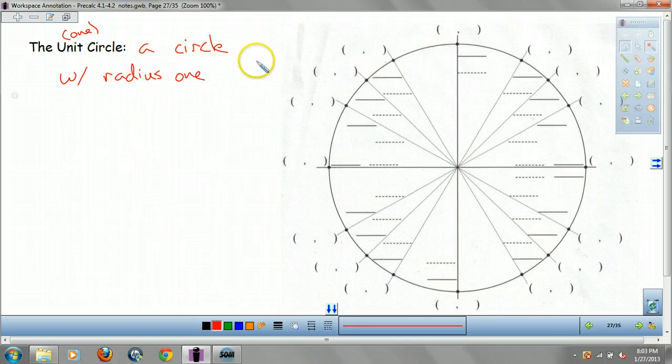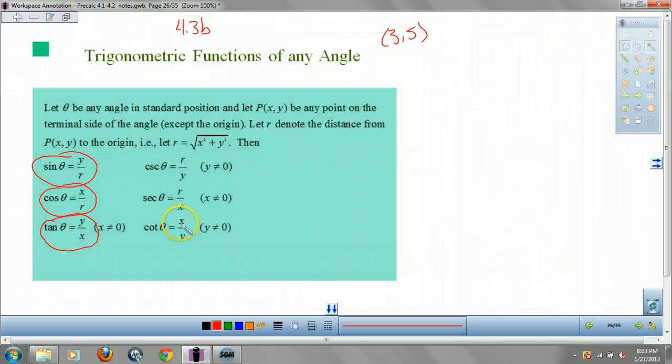So we use this to derive our basic trig functions. Why? Because if our radius is 1, take a look at these formulas. If r is just 1, we get rid of it. So that tells me any point I pick, the sine of that angle is just the y value. The cosine of that angle is just the x value. And the tangent is y over x, which we're going to talk about why that's kind of tricky.